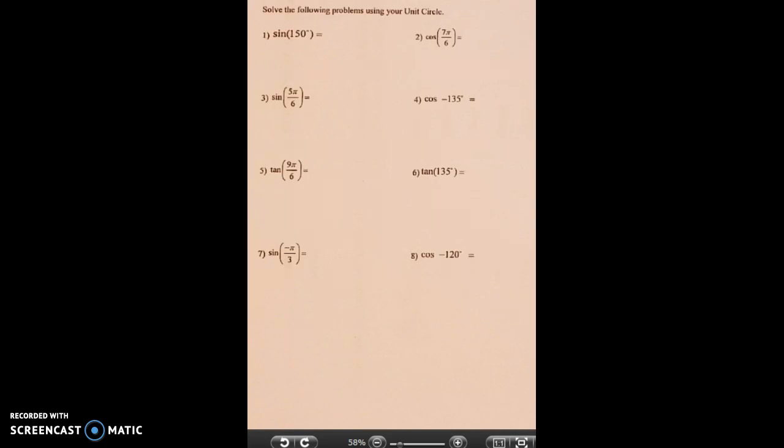I'm looking at last night's assignment, which was over the unit circle, and I just thought I'd work out a few in video answers. Some of these we had already done, but I'll go back and take a look.